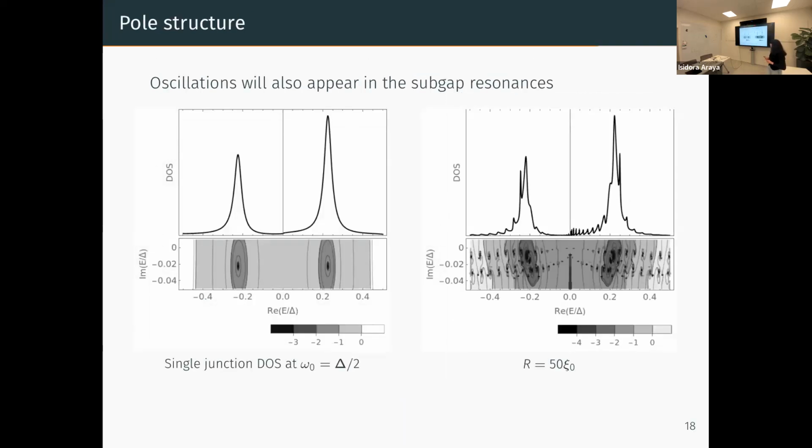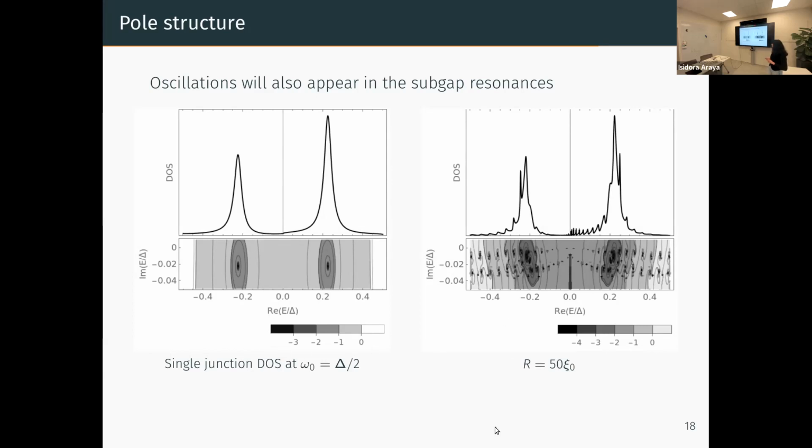Yeah. So now I look also at the subgap resonances. Before I was looking at the above the gap. On the left, I have the single junction. I plot the density of states, and below in the complex planes are the poles of the function, let's say, in black. And now I take kind of a large voltage, so I can focus on these two resonances.